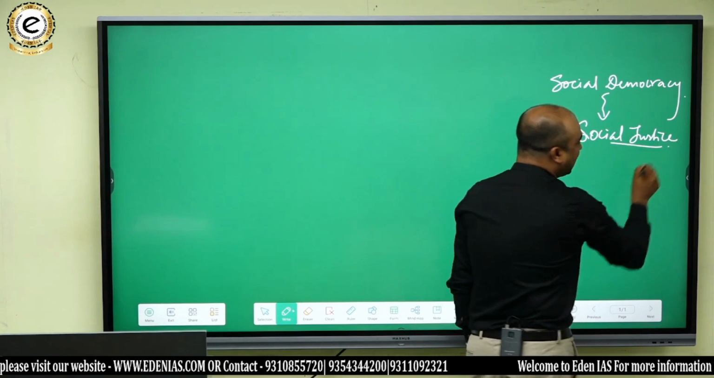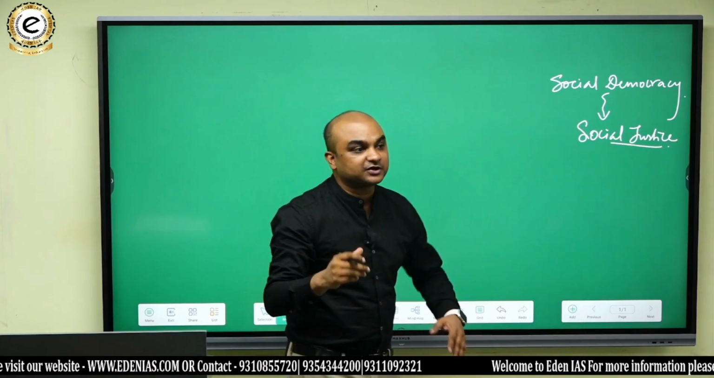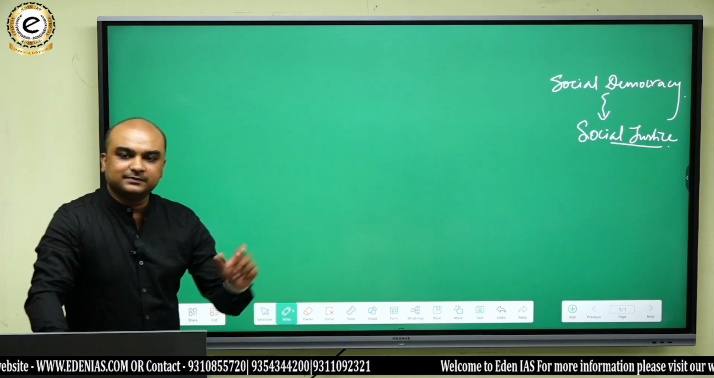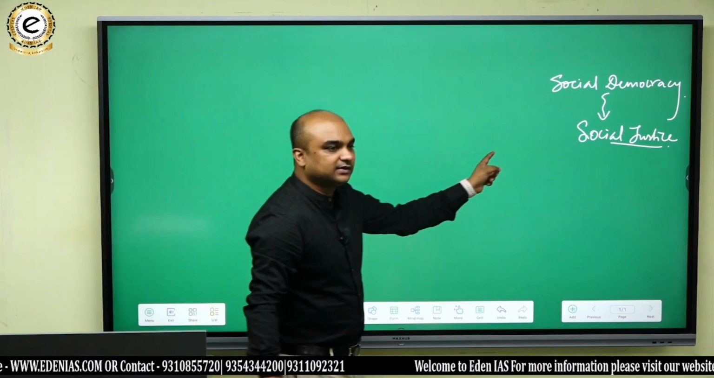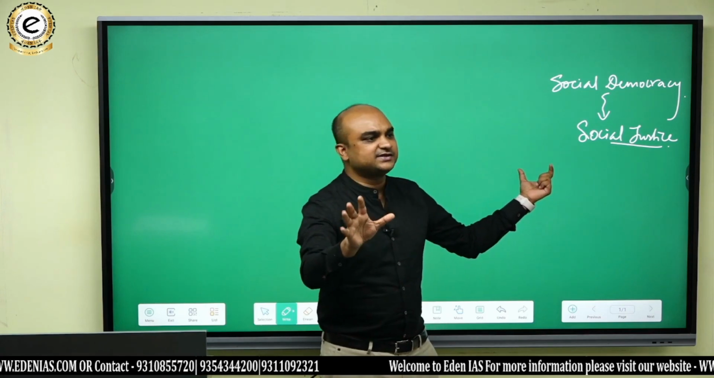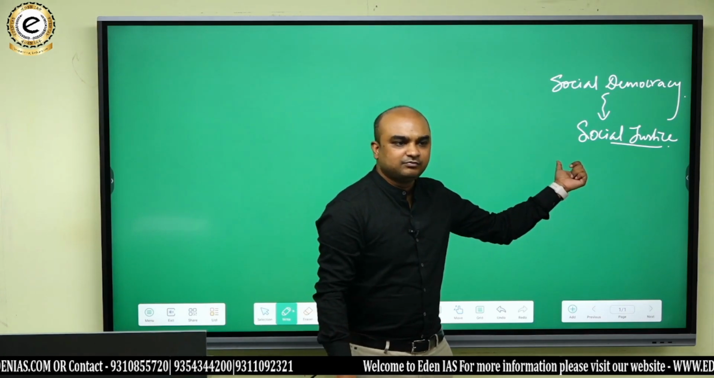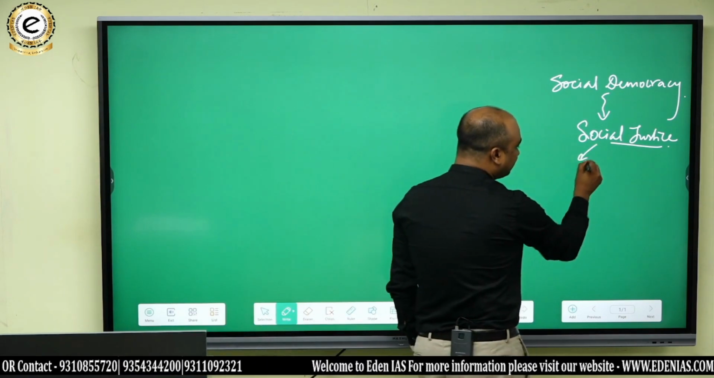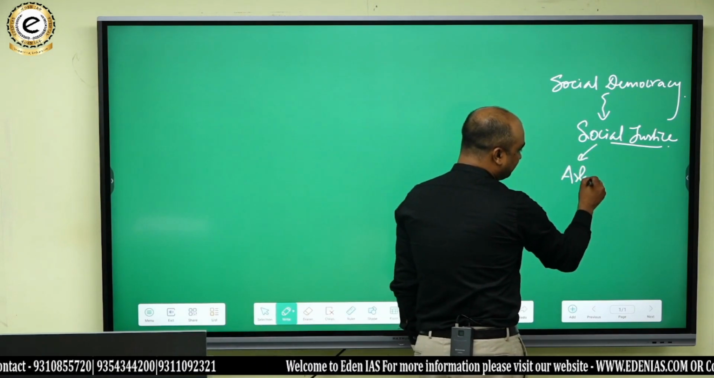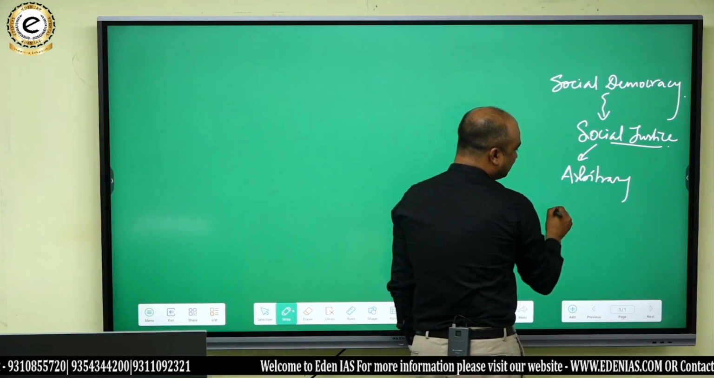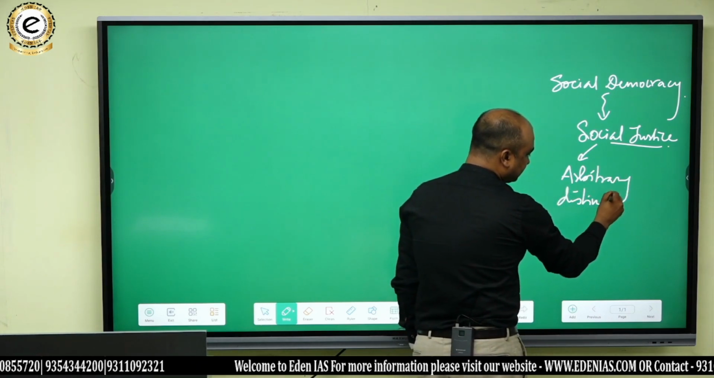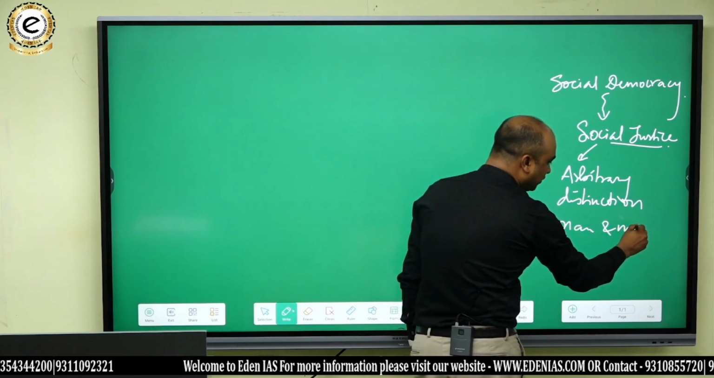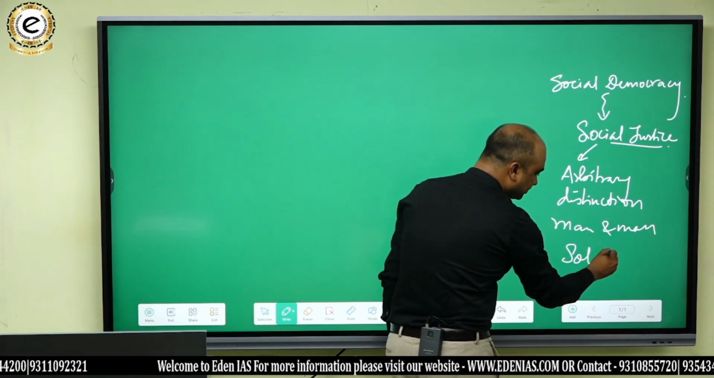Now see how we make functional statements or functional definitions. You will not need books if you understand this well. Remember, political justice meant what? Absence of arbitrary distinction between man and man in the political sphere. So social justice should mean what? It is absence of arbitrary distinction between man and man. Where? In the social sphere.